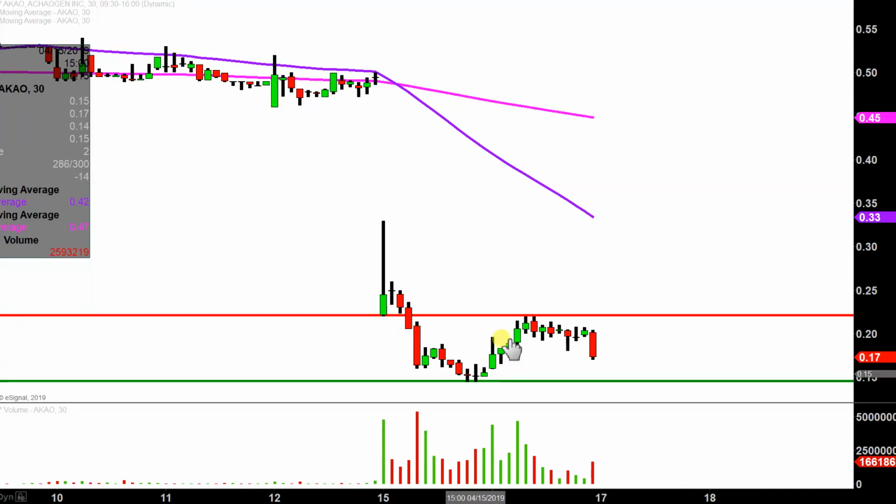Or maybe this is the start of kind of a bigger channel here, where the bottom of the channel is going to be 15 cents, and then the top of the channel is going to be 22 cents. So we'll see what happens with it on Wednesday, but I think Wednesday is going to give us a good idea of just what to expect.